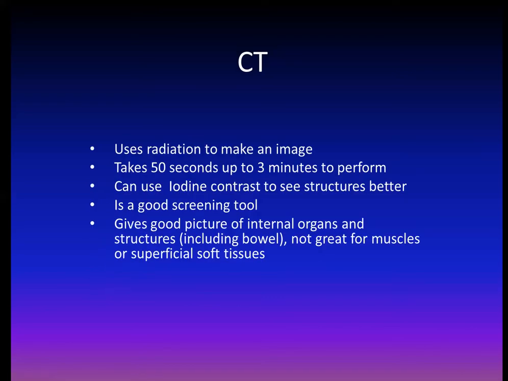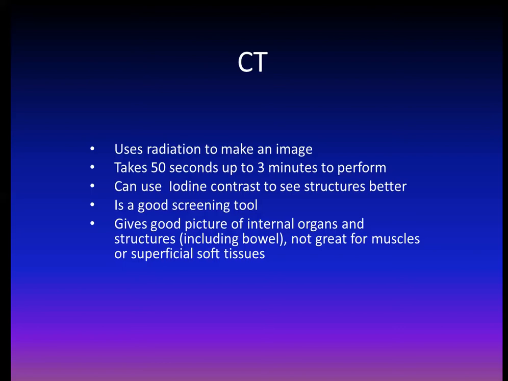So, one of the distinguishing things that we need to be aware of is whether radiation is involved or not. With CAT scan, it is using radiation, so that means it's potentially a risk to the patient. So, we don't want to over image patients with CAT scans. We want to make sure that we do the protocol correct the first time so that we don't have to repeat things.